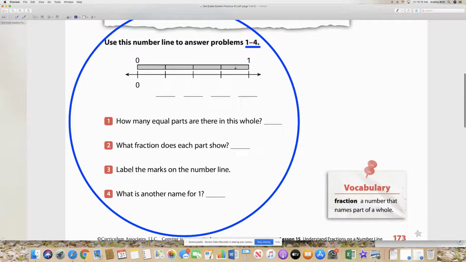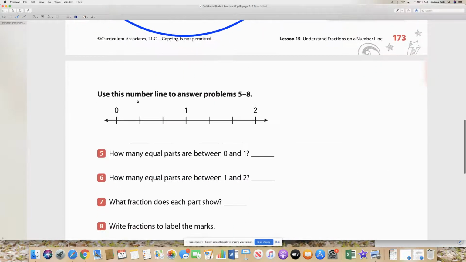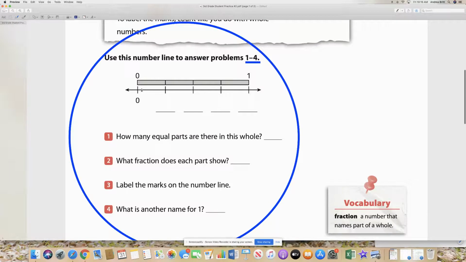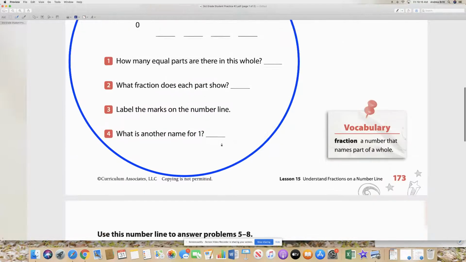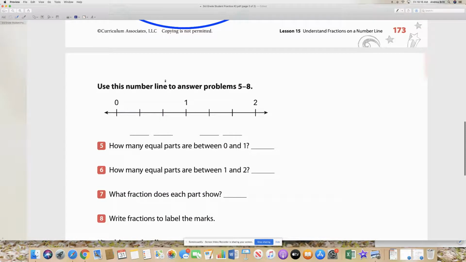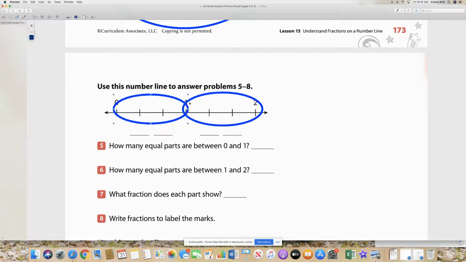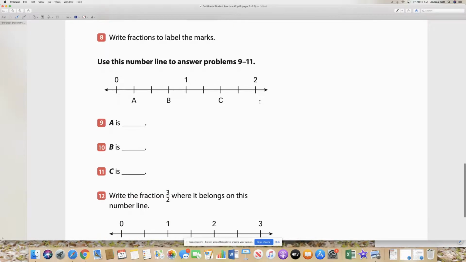This one has a model to help you, and this one does not. This one goes from 0 to 1, and this one goes from 0 to 1 to 2. Remember, you only look at the sections in between the whole numbers to tell you how many pieces there are in each whole. So that tells you what the denominator is. So your denominator is only going to be whatever the spaces are in between 0 and 1 and 1 and 2. Same thing here for 9 through 11.